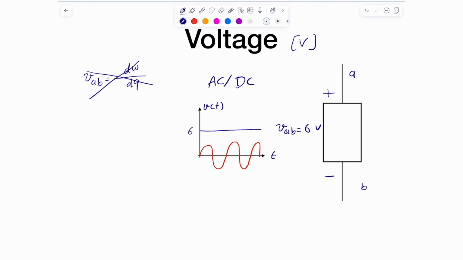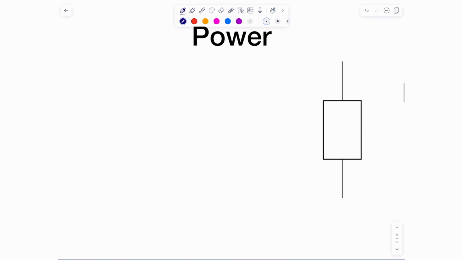The last circuit variable I want to cover is power. It is not enough to just specify current and voltage when we do circuit analysis. We typically need power, and power by definition is just the rate of change of energy with time. Again, it has a mathematical definition that I will not worry about at this point.